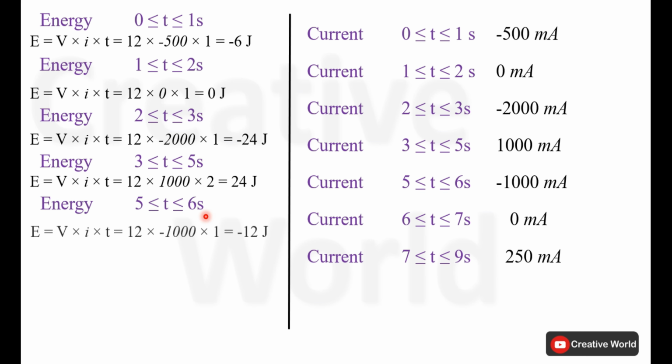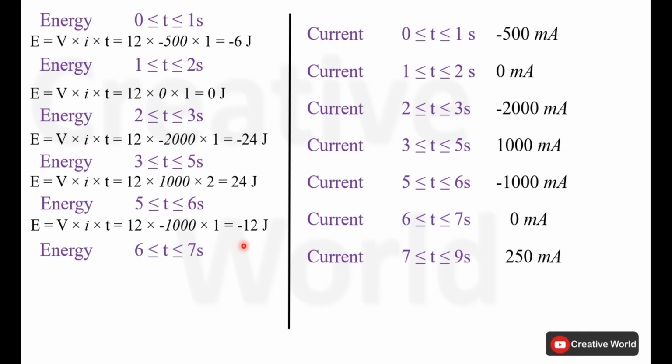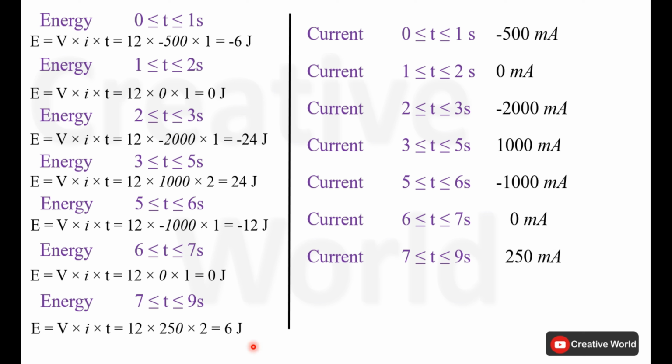From 5 to 6 seconds the difference will be 1 second. The current is minus 1000 milliampere and the voltage is 12, so the energy will be minus 12 joule. From 6 to 7 seconds no current is flowing, so the energy will be 0 joule. And from 7 to 9 seconds the current is 250 milliampere, and the energy will be 6 joule. Here again the time is taken as 2 seconds because of the difference of this time.